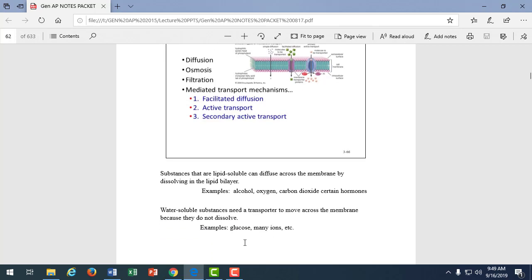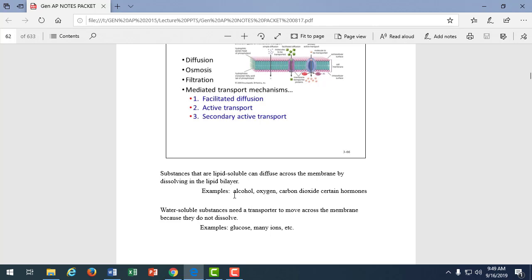All right, so water-soluble things, they need a transporter. So they have to use some of these other types of transport, this mediated transport. They need a protein helper, and that's what these all use. Okay, so glucose, sodium, chloride, calcium, all those charged ions need help across the membrane. They cannot dissolve in the middle of that membrane.